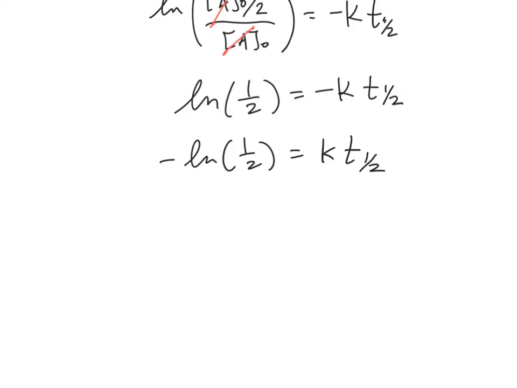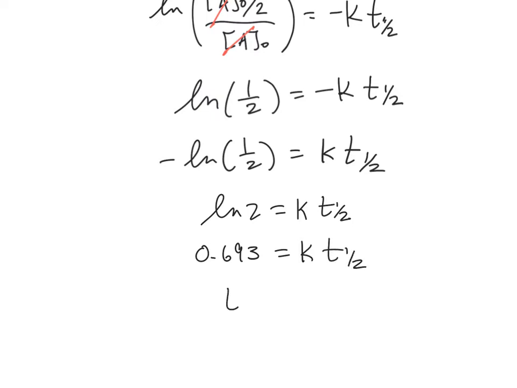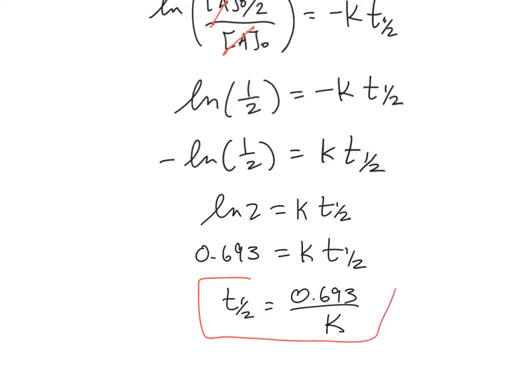And then now this 1/2 is going to become the power here. So if you have 1/2 to the negative 1, that's 1 over 1 over 2, which is 2. So then the next step is ln 2 is k times T1/2. Take the natural log of 2 in your calculator, push those buttons, and you get 0.693. Solve for T1/2, and that is equal to 0.693 divided by k. First order half-life.